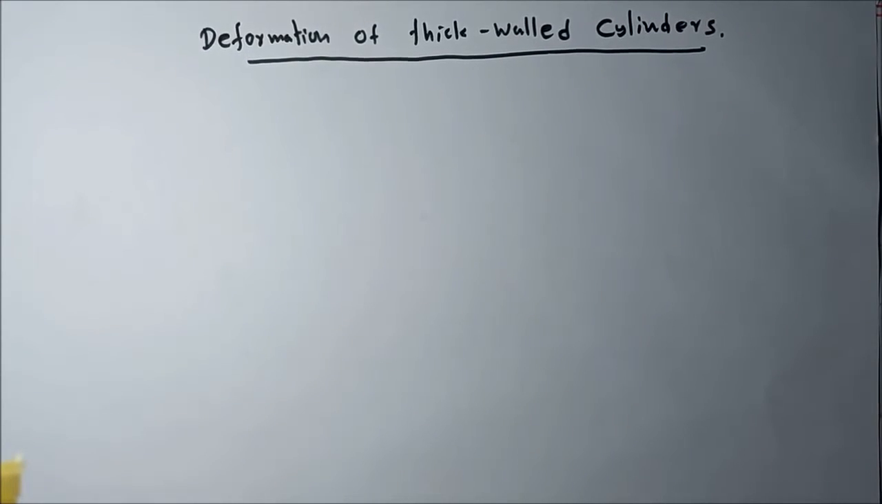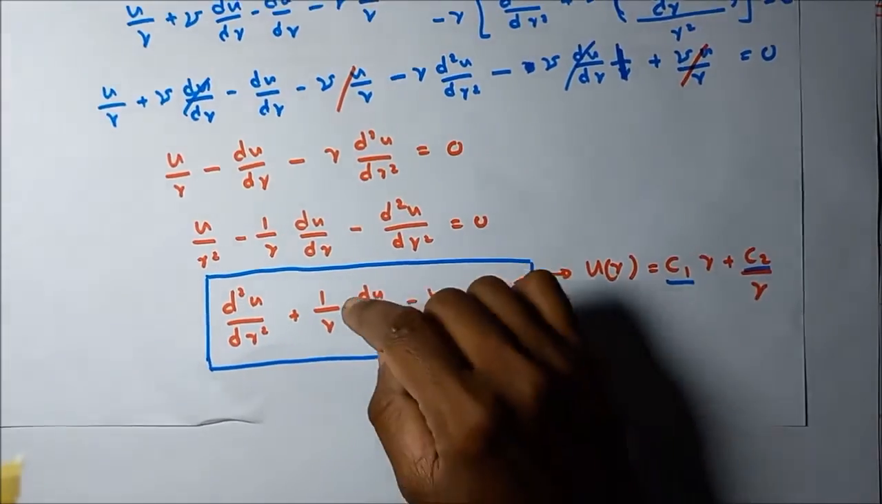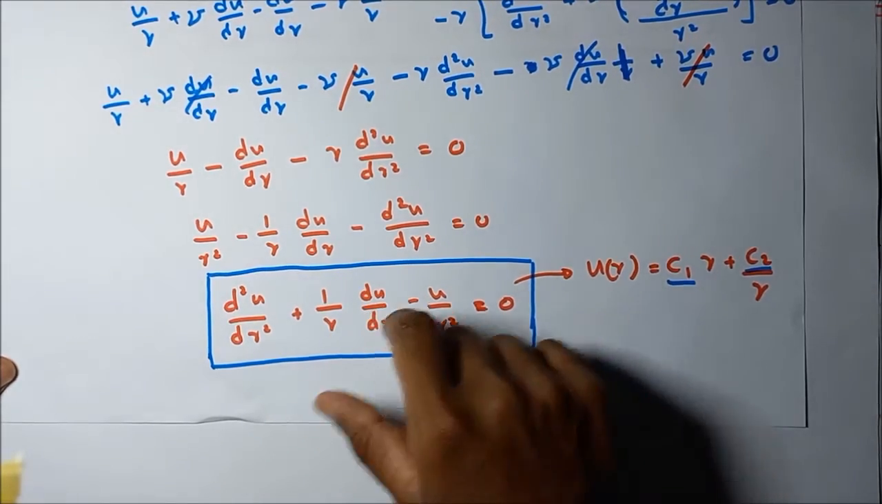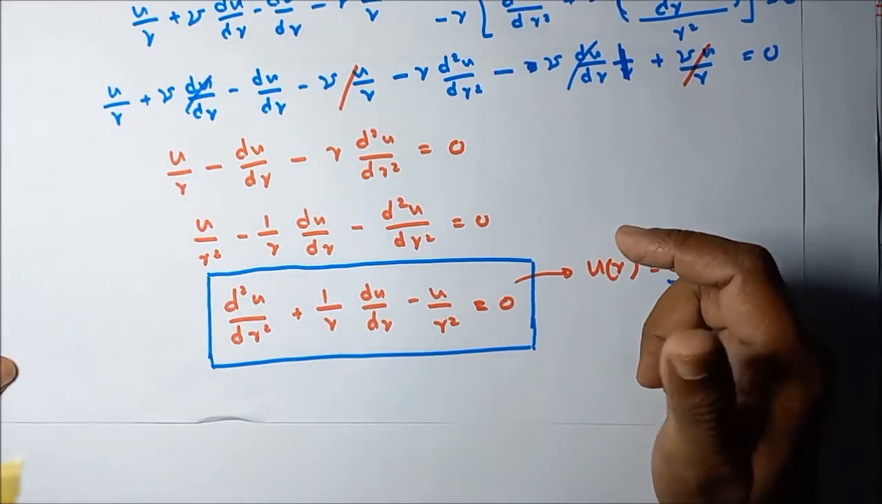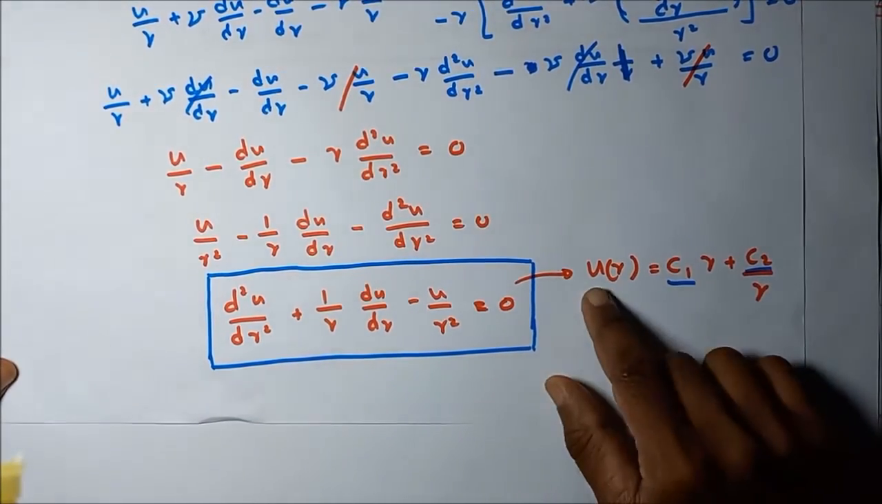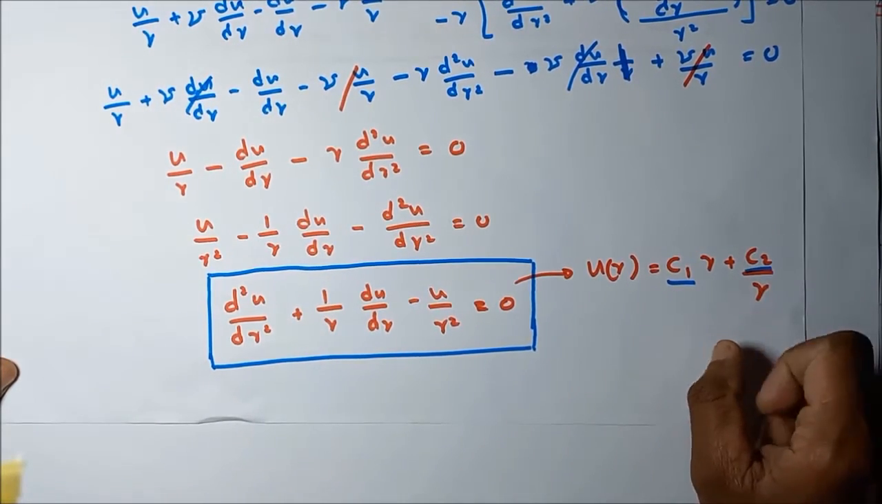You may remember we obtained the equation in the last class. Consider the deformation of the cylinder. What is that equation? Yeah, this one. Finally, we obtained this differential equation, considering the deformation of the thick walled cylinder when the cylinder is subjected to both internal and external pressure. The solution of this differential equation has this format: u r is equal to c1 into r plus c2 divided by r.